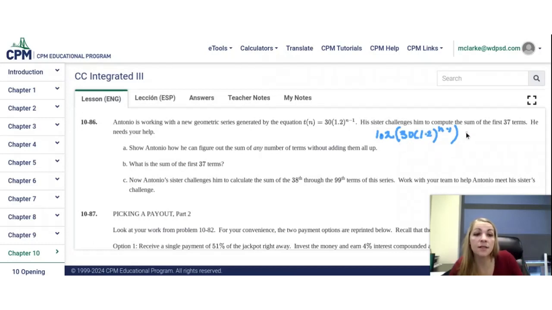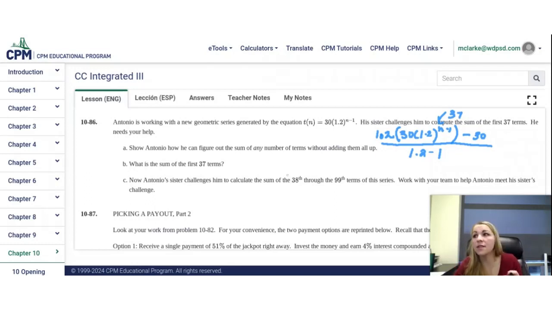So that's this generalized minus the first term, and the first term here is this 30. And then that's all over the rate, which is 1.2 minus 1. Okay, so this is just the equation. The equation generates the last term. Now you need to figure out what the sum of the first 37 terms is. So all I'm doing is taking this n and putting 37 in it because there's going to be 37 terms. Like I said, practice this in your calculator.